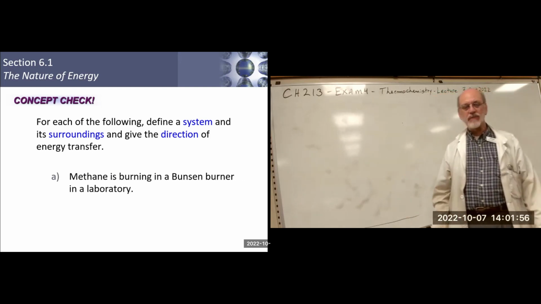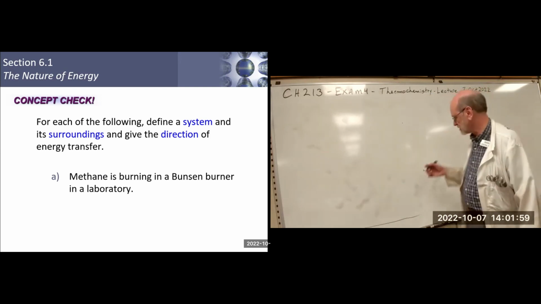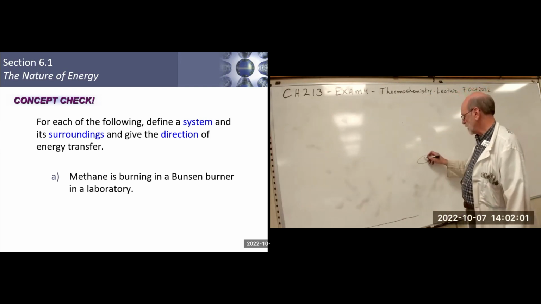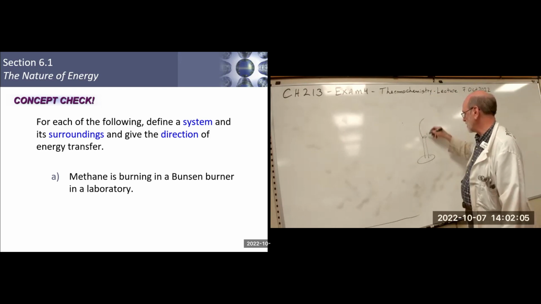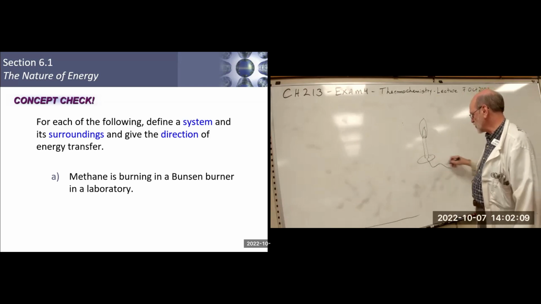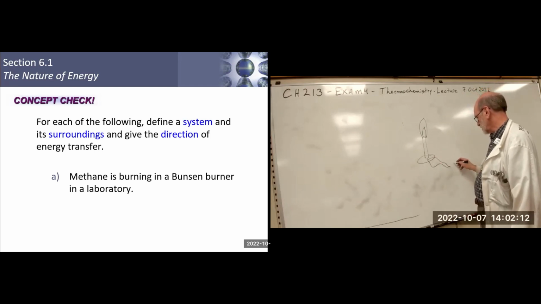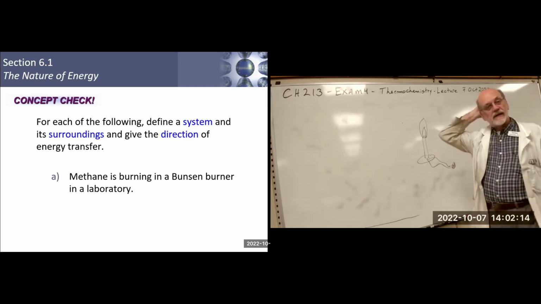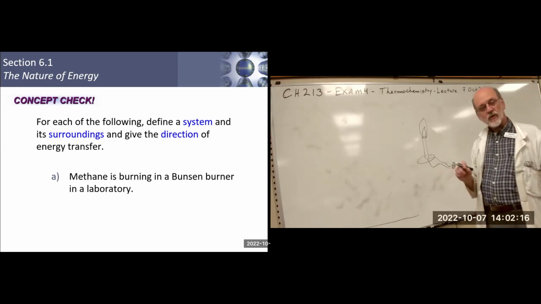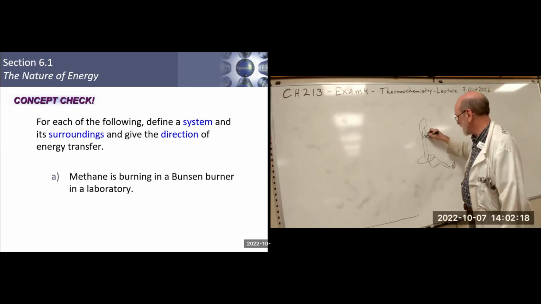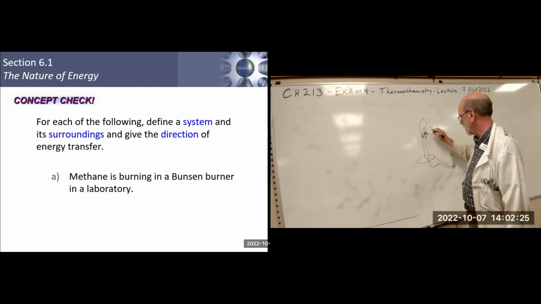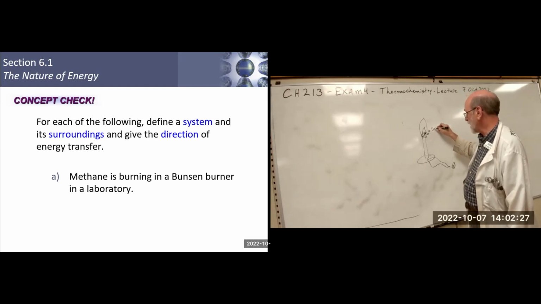How about methane burning in a Bunsen burner? Right? So we got our Bunsen burner, and we got a flame here, like that. And we got a tube here, goes to the gas cock. So methane is burning. Methane is in here. CH4, right? Plus oxygen.